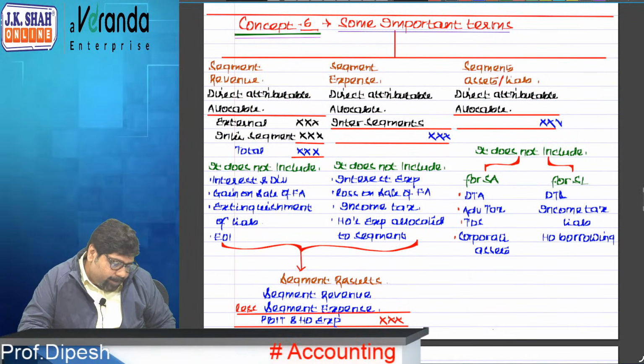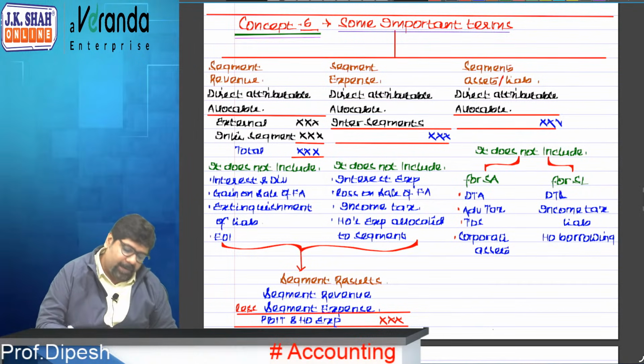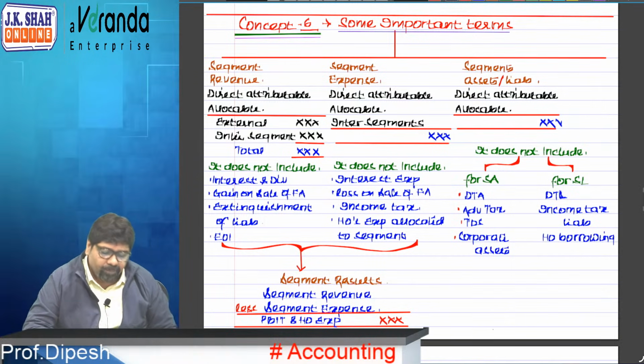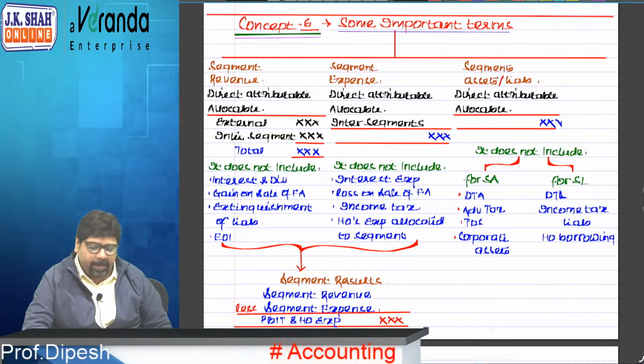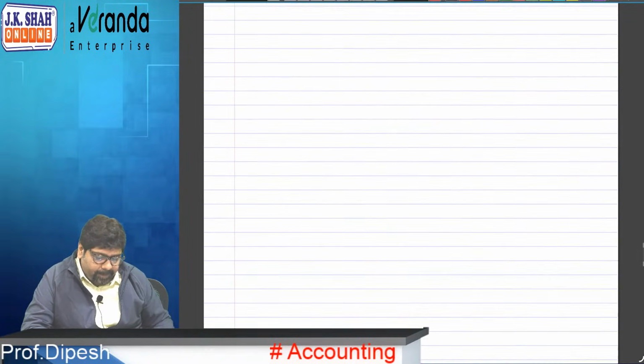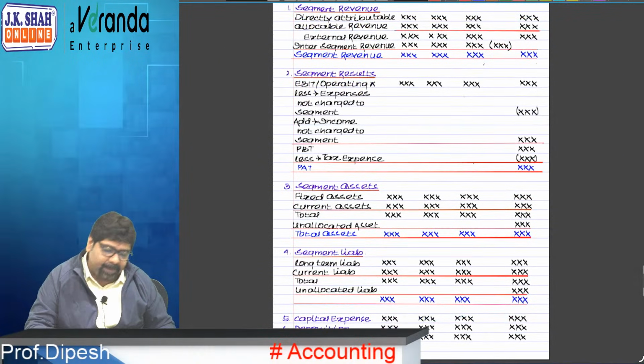Now, chartered, see, segment assets do not include deferred tax, advance tax, TDS, corporate assets. Okay. Segment revenue, segment expense, correct? Now, listen. A segment report will have 7 items. How many items? 7.